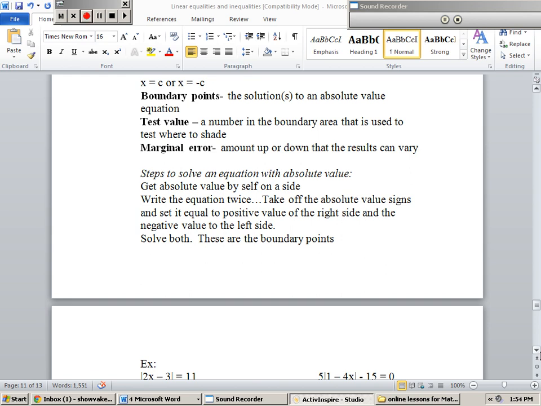To solve for an absolute value, you get the absolute value by itself. You write the equation twice because an absolute value looks like a V, meaning there's an answer on this side and this side, and we have to find both answers. One side will be the positive side and one side will be the negative side. So you set it equal to the positive number and the negative number. Then you solve both to find your boundary points.